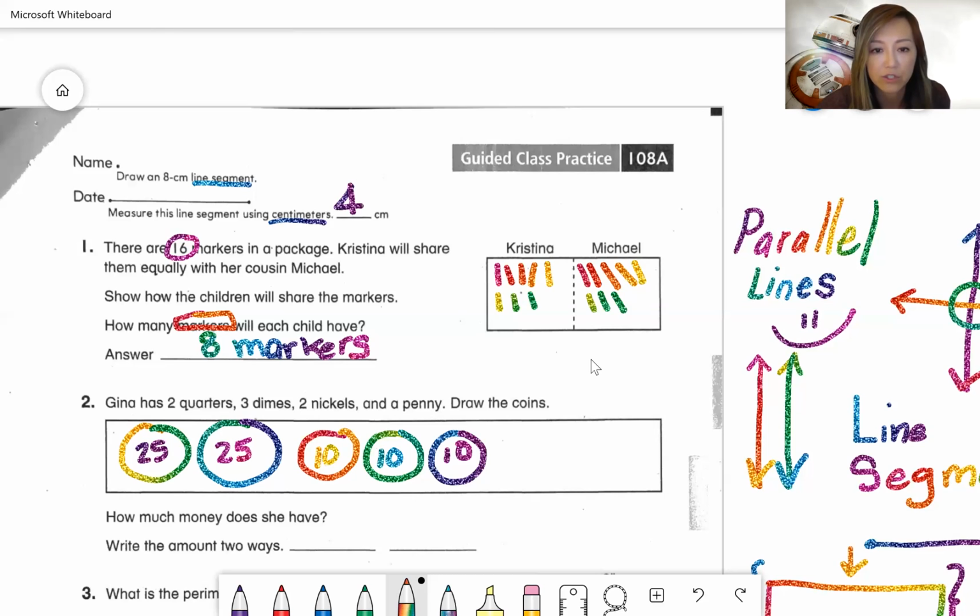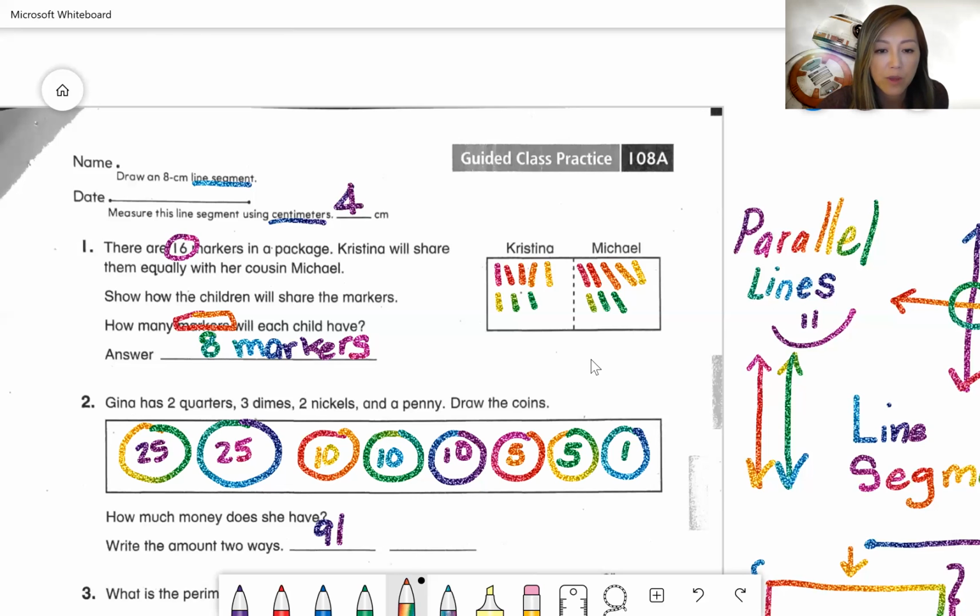Okay? You're going to get your red pen or crayon out and do exactly what we normally would do in class, okay? And my writing is gigantic right here. All right, count it out. 25, 50, 60, 70, 80, 85, 90, 91. How much money does she have?